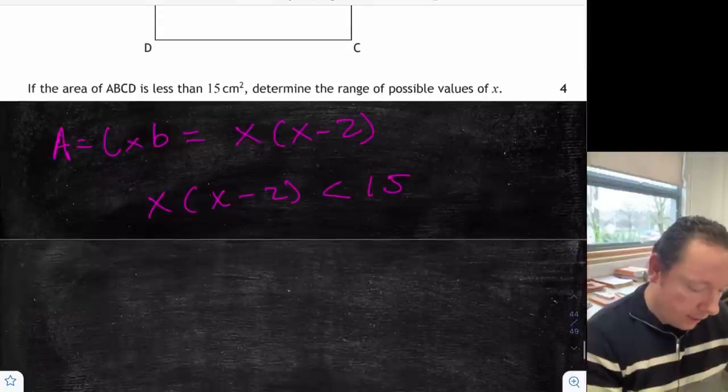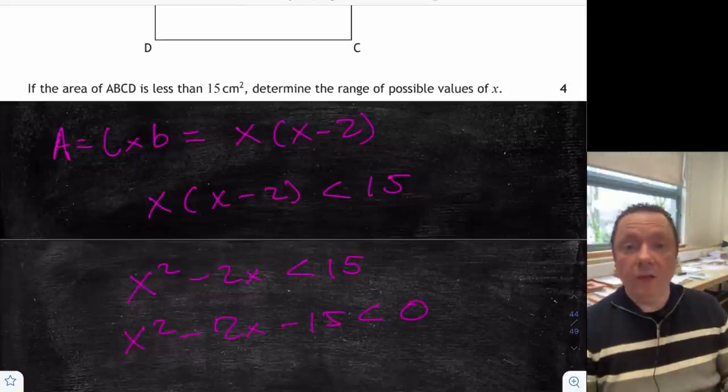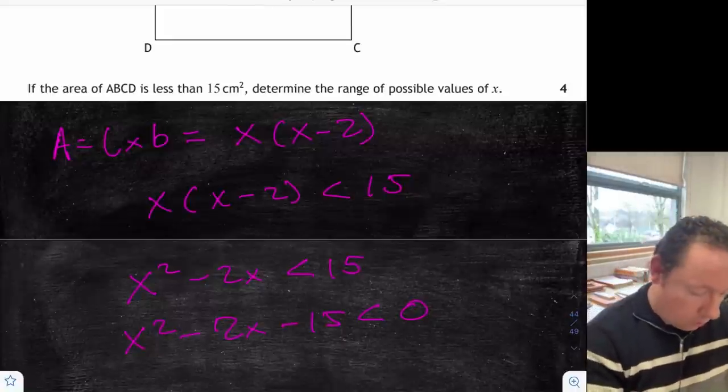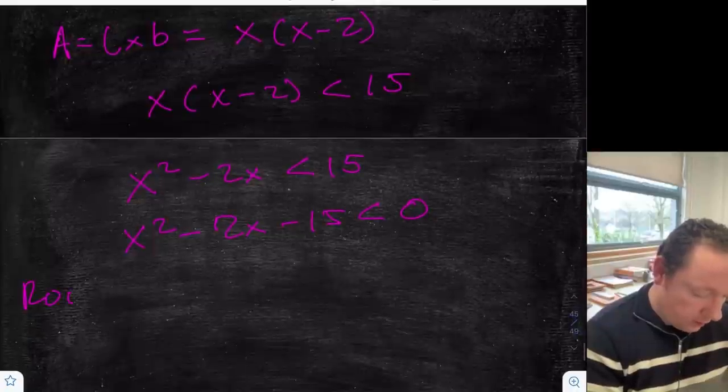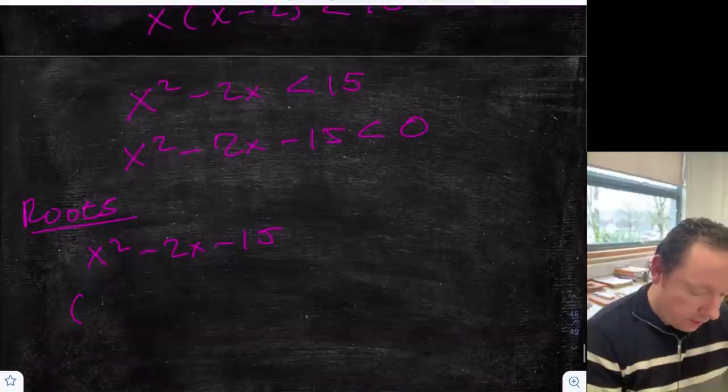Expanding my brackets, I get x squared minus 2x is less than 15. I've got a quadratic, so I need to take the 15 to the other side. And we need to then find out the roots and draw a graph to see where it's less than 0. So looking at the roots of this, we've got x squared minus 2x minus 15. That's factorizable, hopefully. We get x and x, 5 and 3.